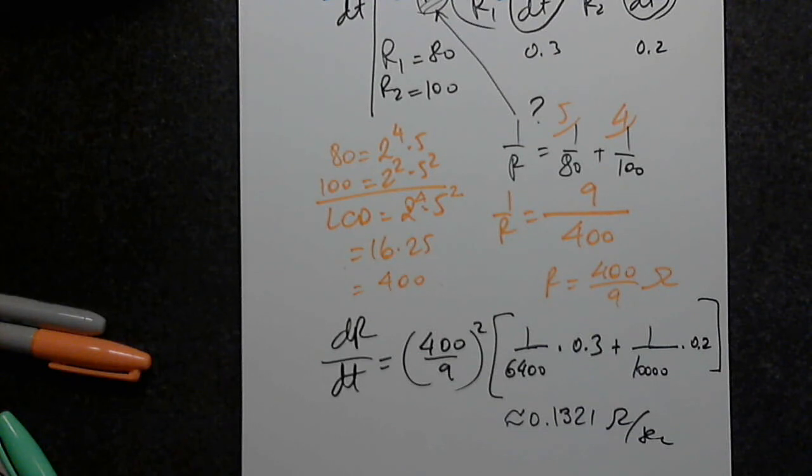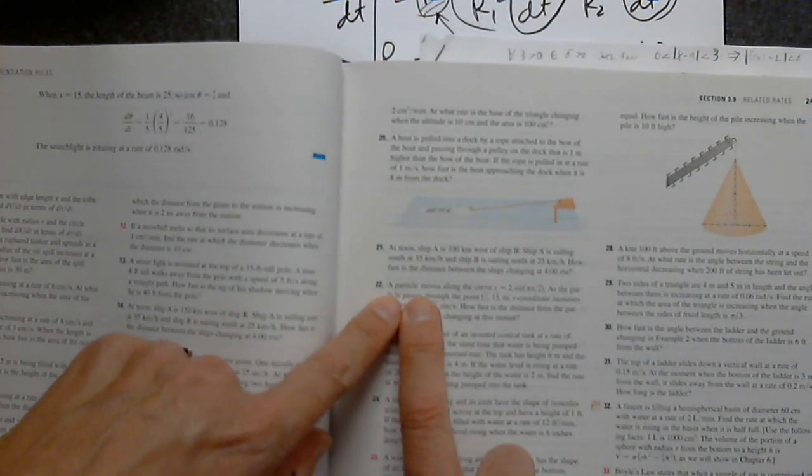Questions before we select another? Would you like to work on one on your own for a couple of minutes? Yes? Okay. So let's look at 22. A particle moves along the curve y equals 2 sine pi x over 2. As the particle passes through the point 1/3, 1, its x-coordinate increases at a rate of the square root of 10 centimeters per second. How fast is the distance from the particle to the origin changing at this instant?